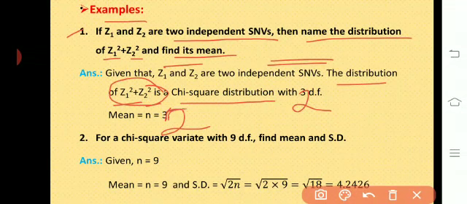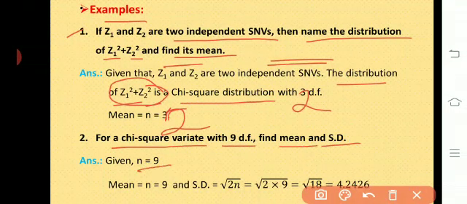Then we have the next question. For a chi-square variate with 9 degrees of freedom, find mean and standard deviation. Given here is n equal to 9, so mean equal to n equal to 9 and standard deviation is equal to square root of 2n, which is equal to square root of 2 into 9, that is square root of 18, and square root of 18 is 4.2426. Therefore standard deviation is equal to 4.2426.